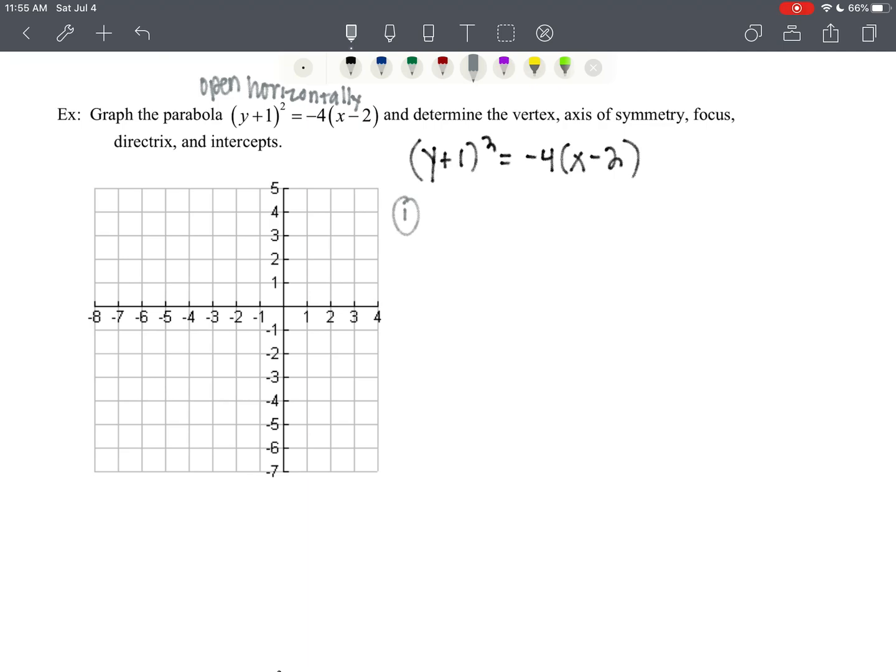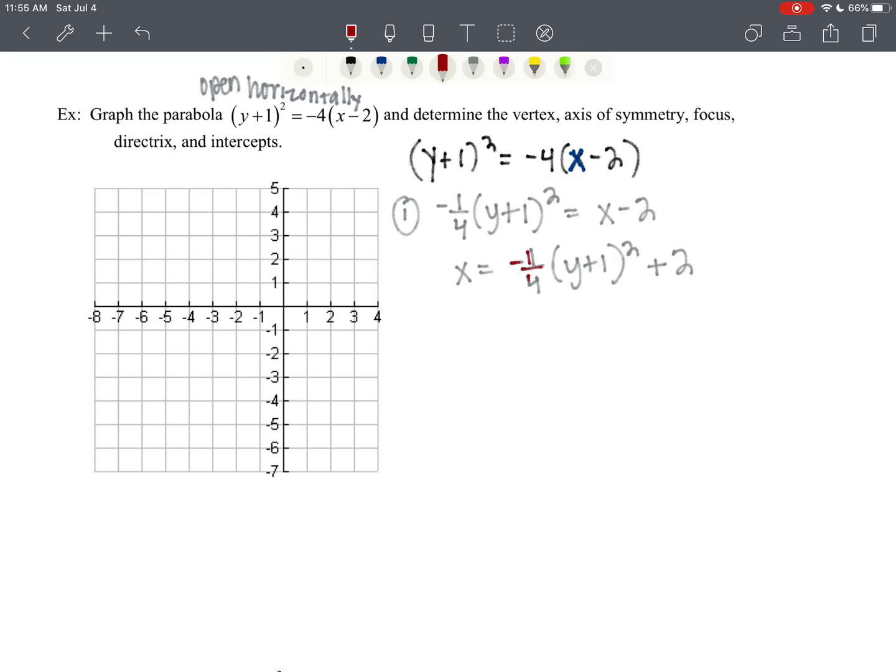I am going to try and get this x term all by itself. I'm going to multiply both sides by -1/4. So I've got -1/4 times the quantity y plus 1 squared, and now I've got equals x minus 2. Now if I want to solve for x, I just add 2 to both sides. So x equals -1/4 times the quantity y plus 1 squared plus 2.